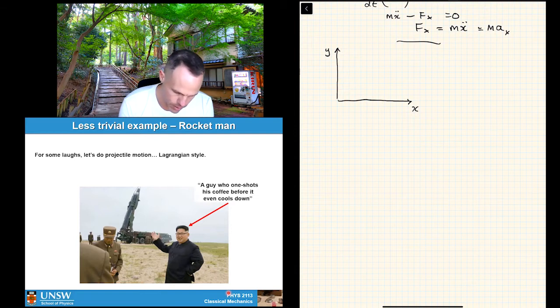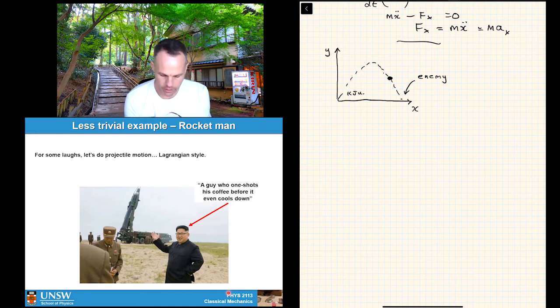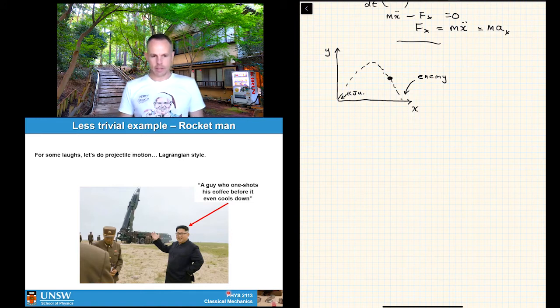We have some object following a parabolic path, and hopefully your enemy is here somewhere. And Uncle Kim is down here near the origin of our parabola. A very classic problem that you have in first year physics.